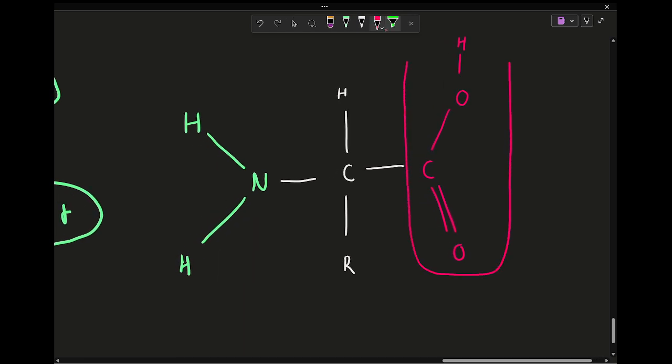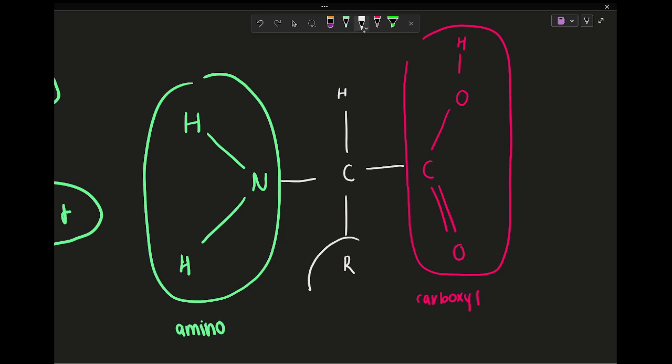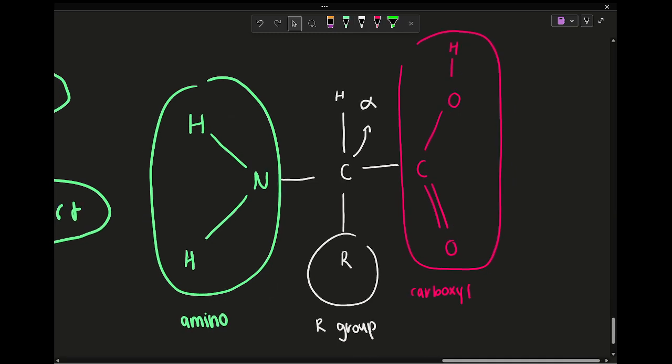So we can have the carboxyl group. And then we have the amino group. Finally, we have the R group, which basically gives you the function of that specific amino acid. And we have an alpha carbon at the center, so your central carbon. Yeah, just good to remember the structure of the amino acids.